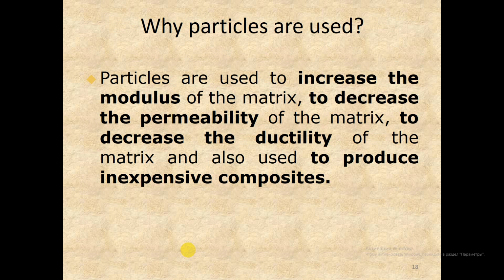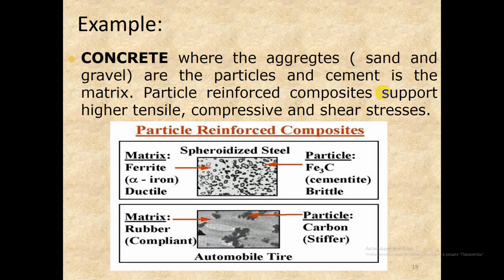And why are particles used? Particles are used to increase the modulus of the matrix, to decrease the permeability of the matrix, to decrease the ductility of the matrix, and also to produce inexpensive composites. Example: concrete, where the aggregates, sand and gravel, are the particles and cement is the matrix.